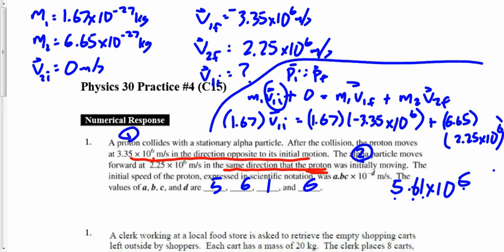Okay, how many people got that? Oh, good point. Yeah, good point. That should definitely not say 10 to the negative D. I didn't even notice that. That should definitely say 10 to the positive D.